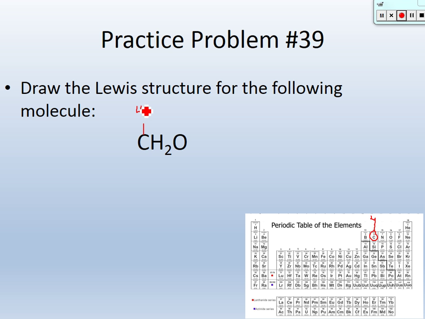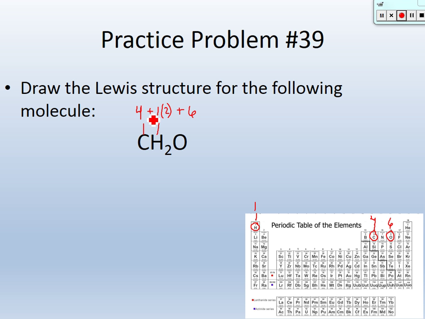So I'm going to count up the valence electrons for this molecule. Hydrogen has 1 valence, sits right here, it's got 1 valence. But there's 2 hydrogens, so let's times it by 2. Okay, and we're adding in the valence electrons for oxygen, which has 6 valence electrons.